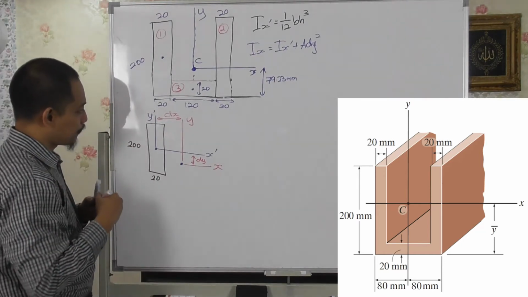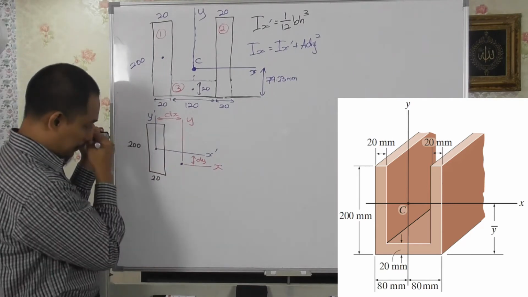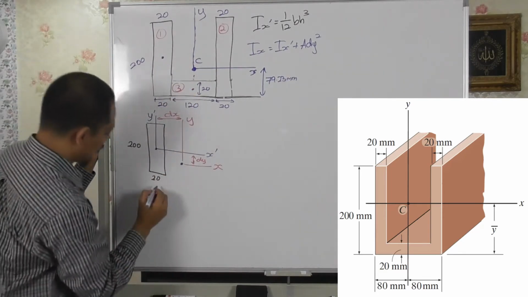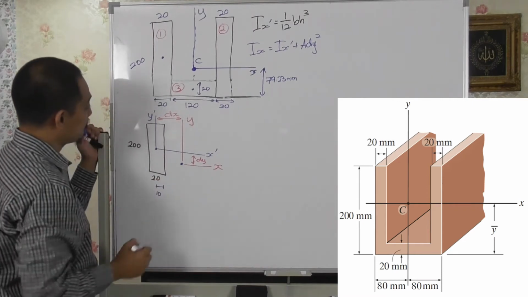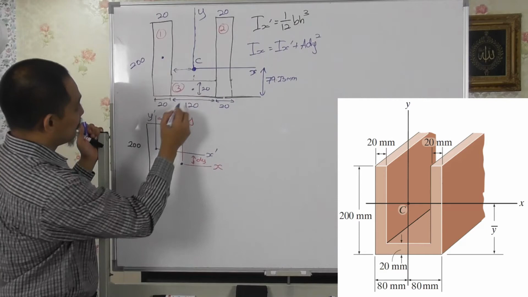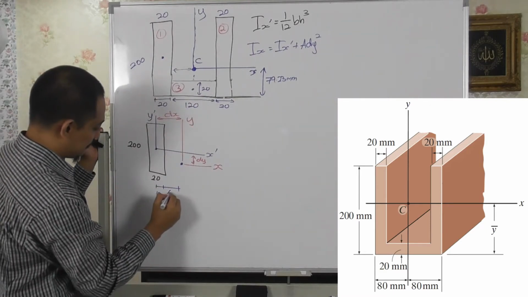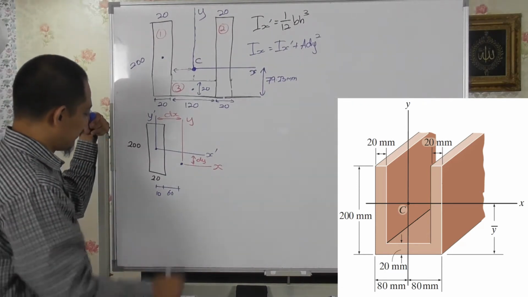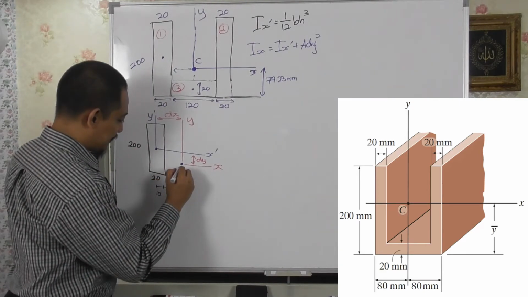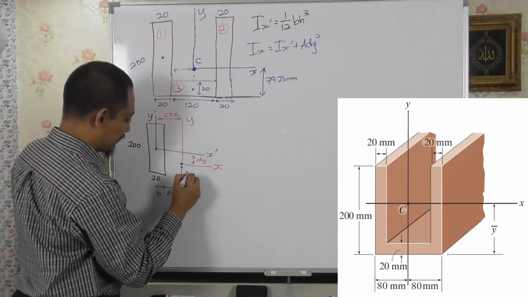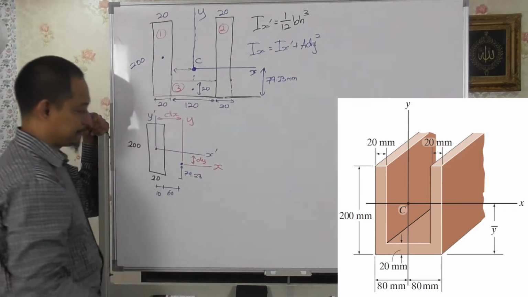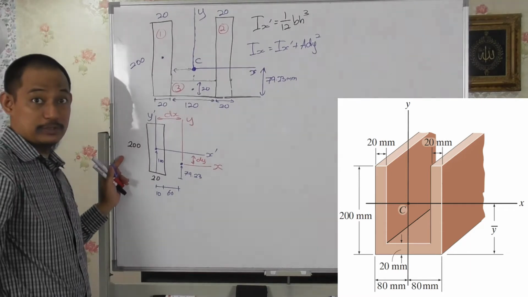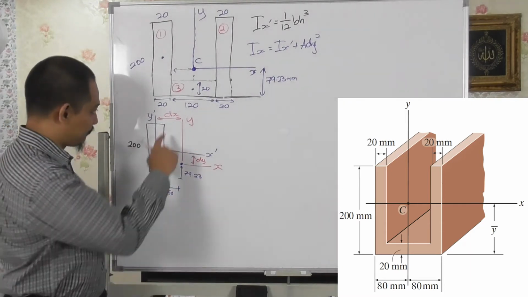So what is dx? We refer back to this one. Obviously this is half of 20, which is 10, and the rest is half of 120, which is 60. And then this height to the centroid we have determined to be 79.23, while this height is 100, because it's halfway of 200. So from there we can calculate dy, and of course dx is from here.